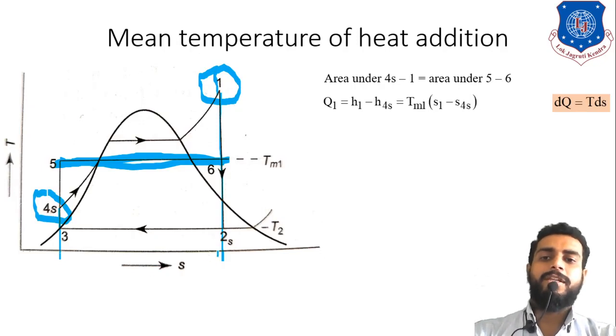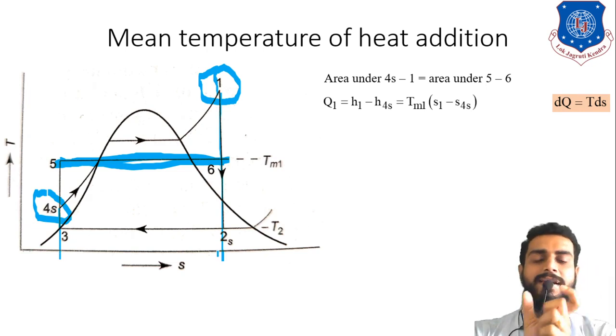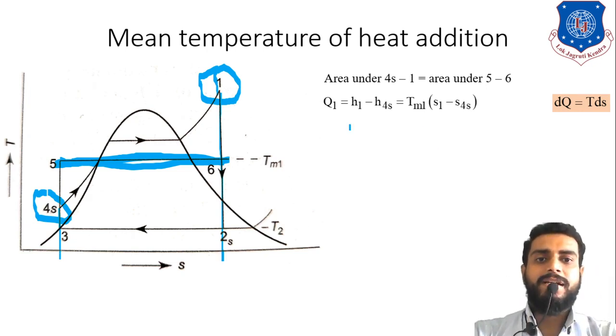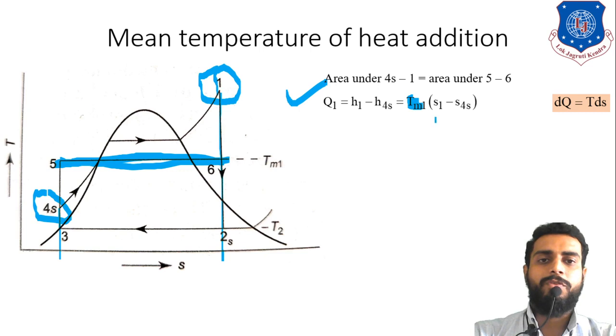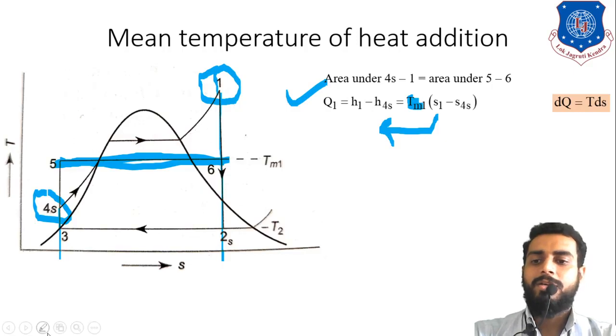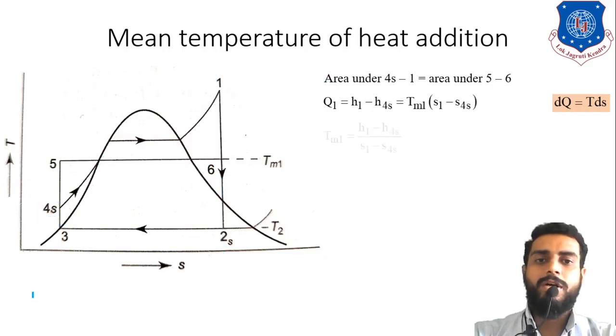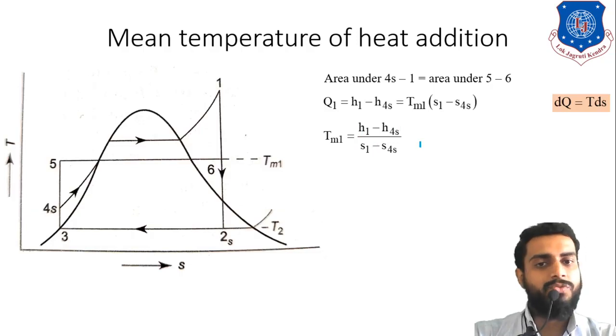So the difference between the end points of process 4s to 1, that is S1 minus S4s, is known as heat transfer Q1. Now if you make Tm1 the subject, then this S1 minus S4s will come into the denominator of H1 minus H4s. So further, Tm1 is equal to H1 minus H4s divided by S1 minus S4s.